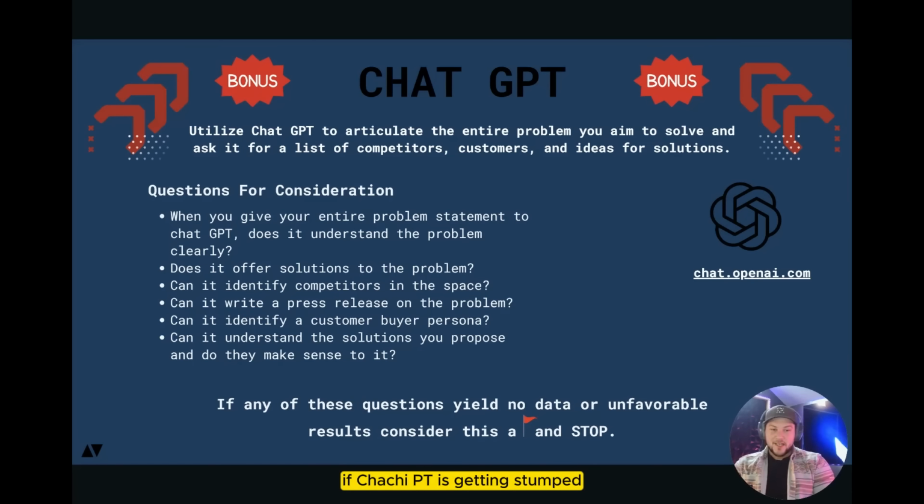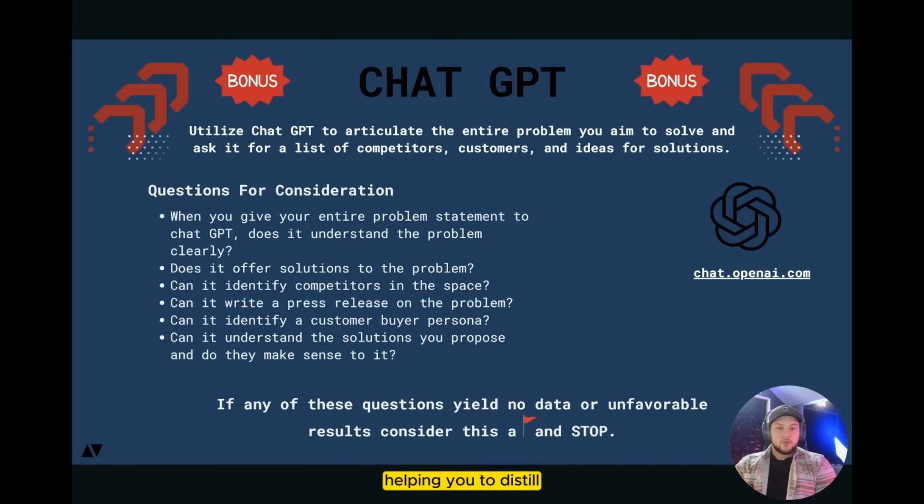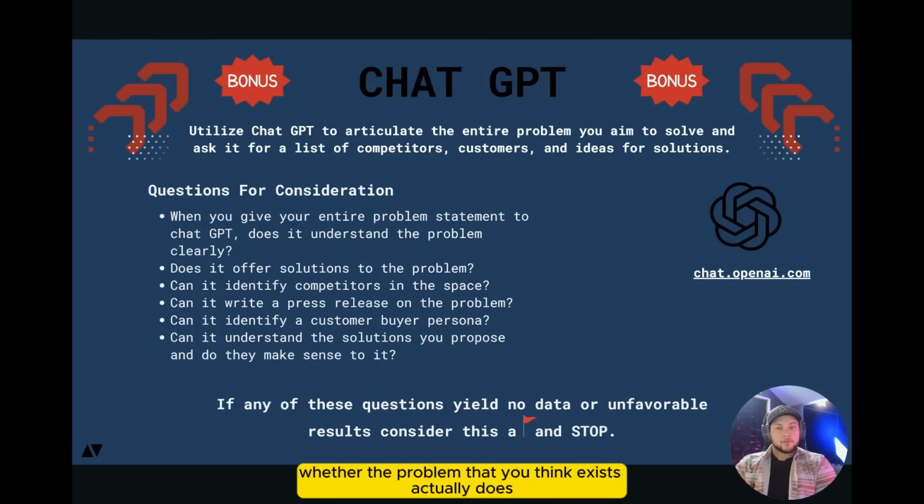If ChatGPT is getting stumped, this is a big red flag. If they're not able to provide you with a significant solution or a competitor that exists in space, take pause. This should be a really helpful solution in helping you to distill whether the problem that you think exists actually does.